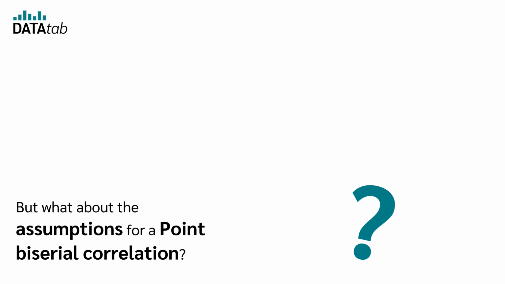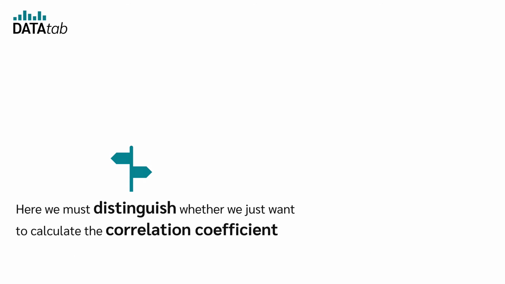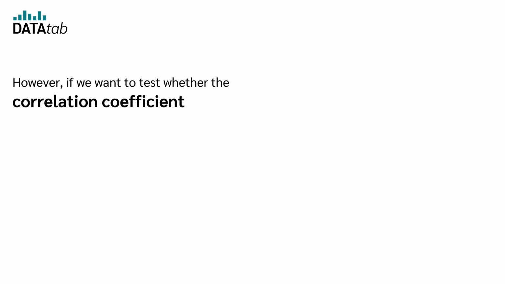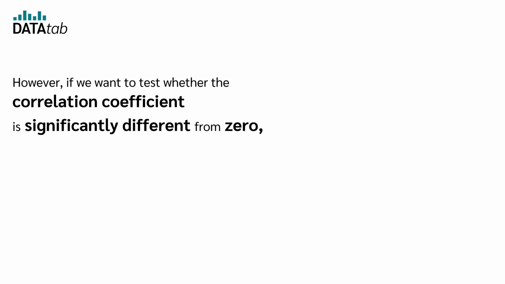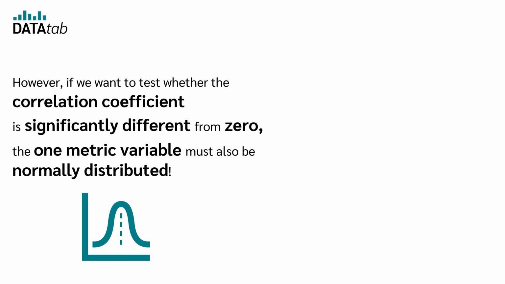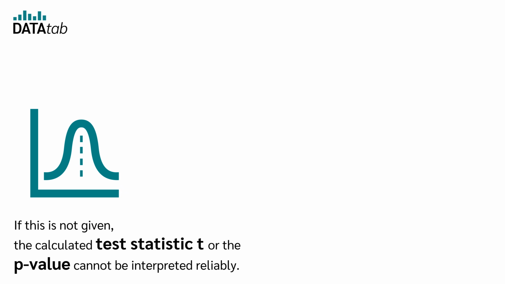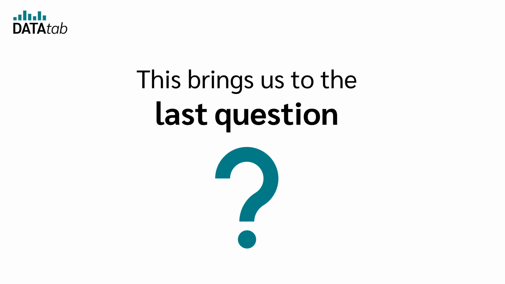But what about the assumptions for a point biserial correlation? Here we must distinguish whether we just want to calculate the correlation coefficient or whether we want to test a hypothesis. To calculate the correlation coefficient, only one metric variable and one dichotomous variable must be present. However, if we want to test whether the correlation coefficient is significantly different from 0, the one metric variable must also be normally distributed. If this is not given, the calculated test statistic t, or the p-value, cannot be interpreted reliably. This brings us to the last question.